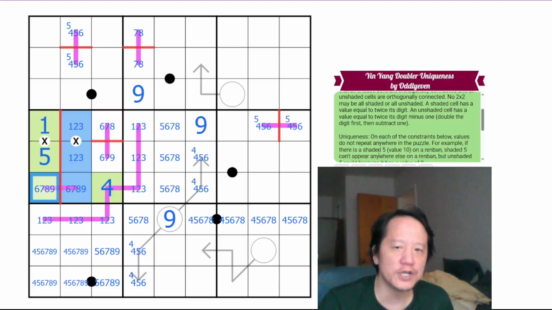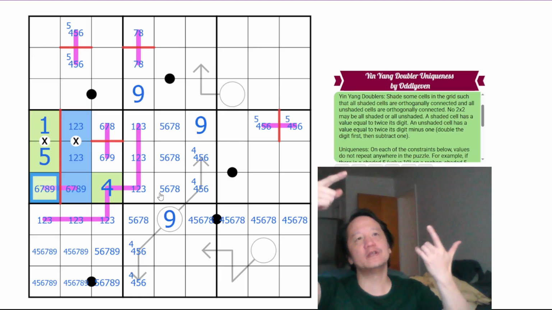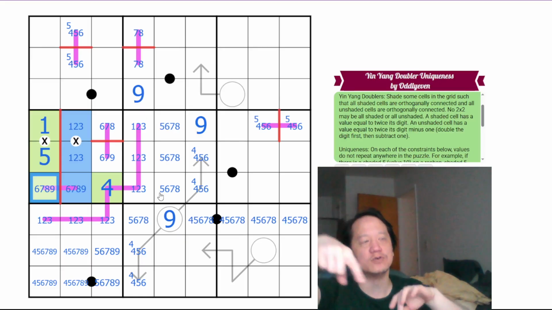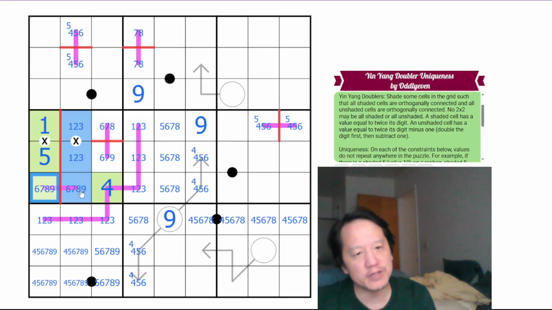So for the unshaded, you subtract 1. So it must be the higher of the digits. Right? If it's 6 and 7, the 7 is 2 times 7 minus 1, which would be 13, and the 6 would be shaded. So this must be the higher of the digits. So this is 7 or 9 here, which makes that not 7 or 9 here. This is not 1, 2 or 3.